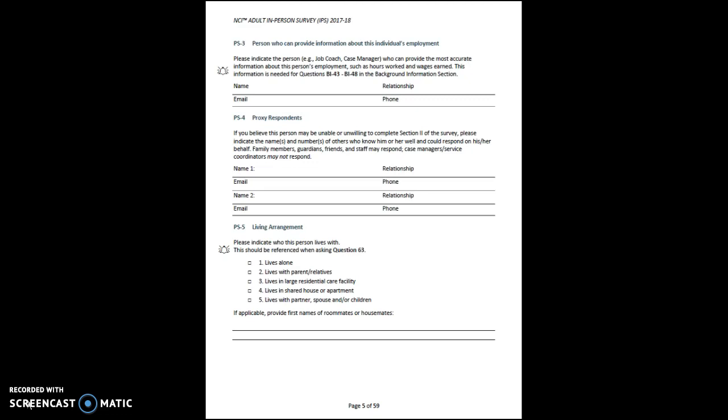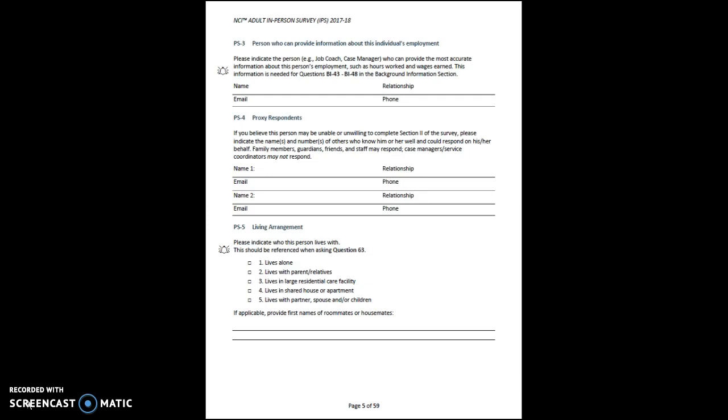Question PS4 asks about proxy respondents. So there is a section of the survey that can be completed with the support of a proxy respondent if necessary. So having the names and contact information for anyone who might be able to help complete that section is helpful for the surveyor to be able to contact before the meeting takes place to make sure that that person can be available.